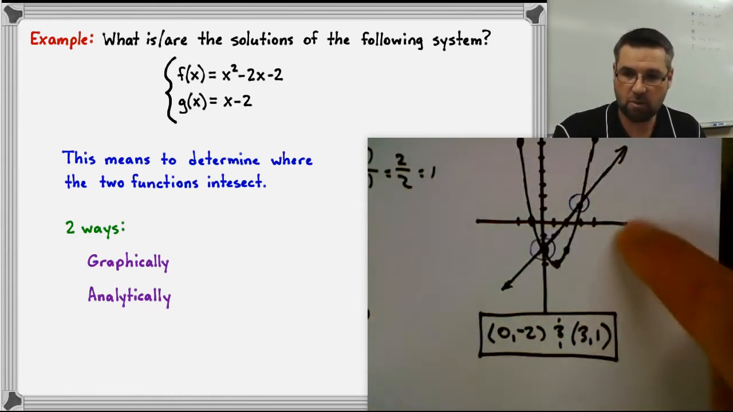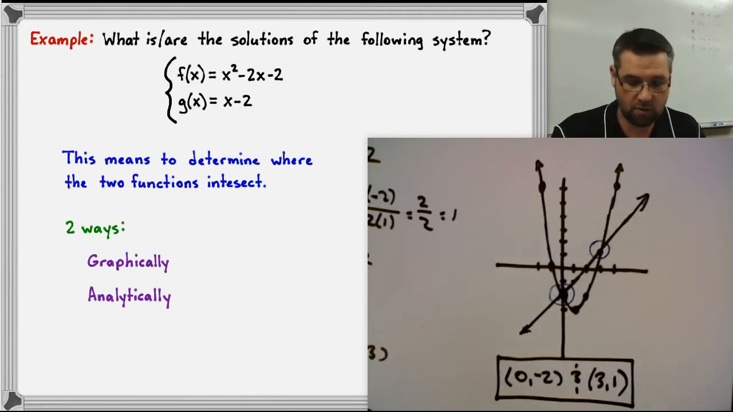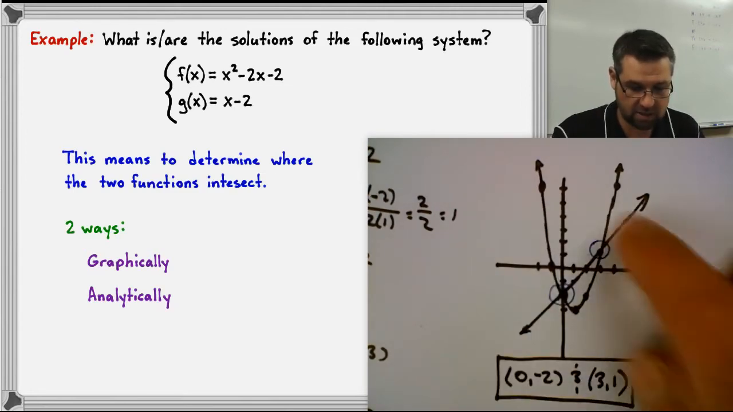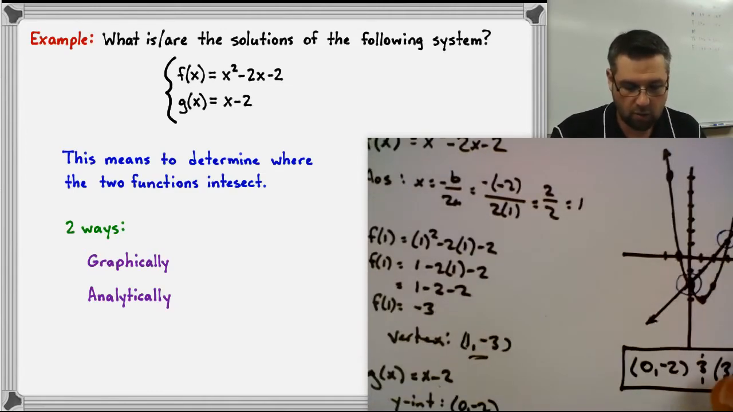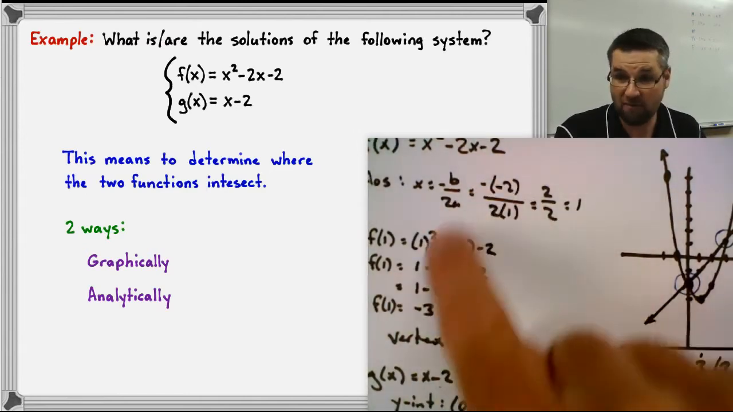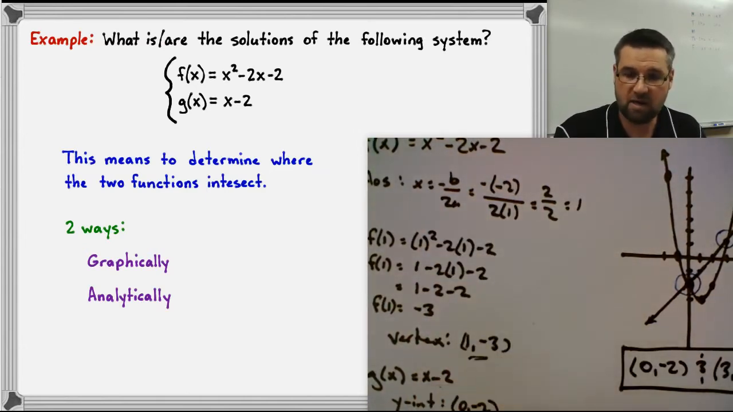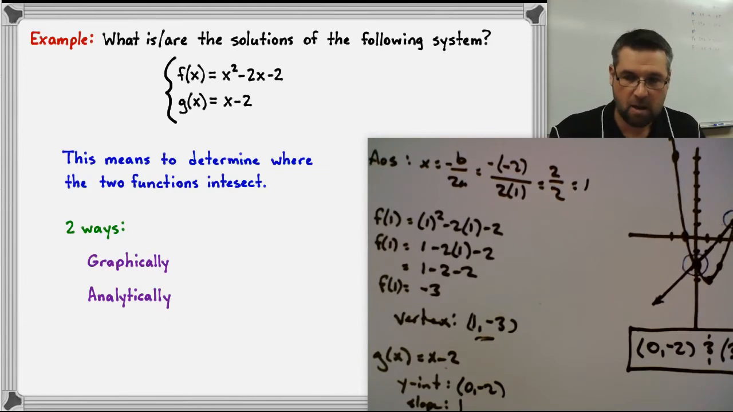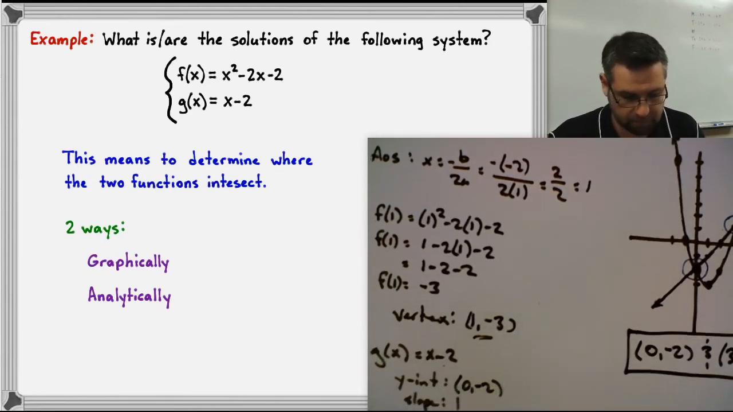This was the graphical approach. And granted, I probably agree with you. You're probably saying that's kind of quicker. And I'll agree with that as long as we can graph the parabola nicely and graph the line nicely. But you need to know both ways. You need to know how to graph it and do it analytically, okay?